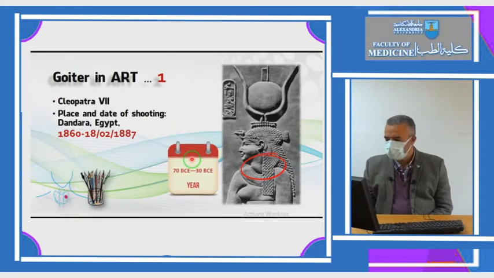So goiter has been depicted in history through art. As you can see here, this is a presentation of Cleopatra VII, and you can see this engraving representing what seems to be a goiter in this famous queen who lived between 70 before Christ to 30 before Christ.